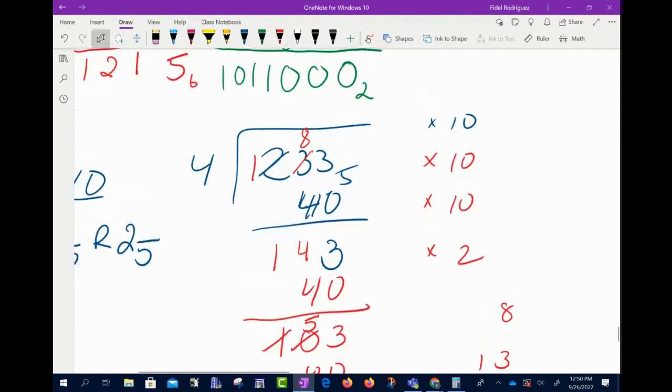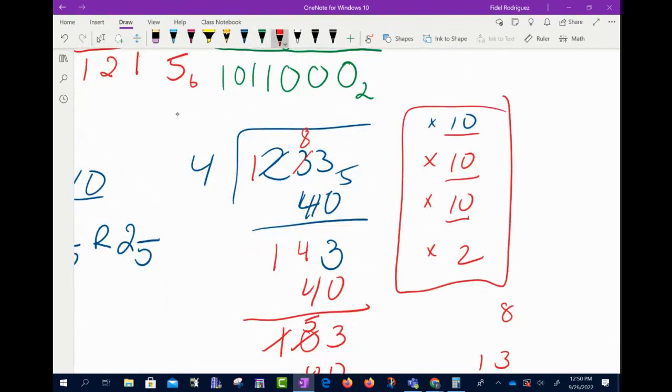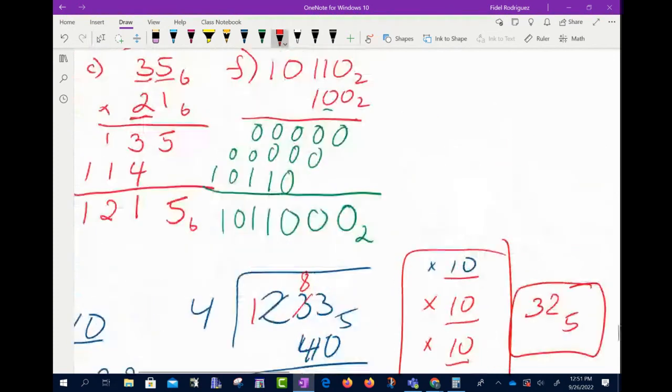Okay, so now what I'm going to do, y'all, I'm just going to add up my numbers here. 10 and 10 and 10 is 30. And then the 2, oops, I forgot to add the 2. So this becomes 32 base 5 and no remainders because it went in nice and pretty. It's a little different, isn't it, when we're doing the division with different bases, the same thing with the multiplying, because we're so accustomed to dealing with base 10, it's a little bit different when we deal with different bases, okay?